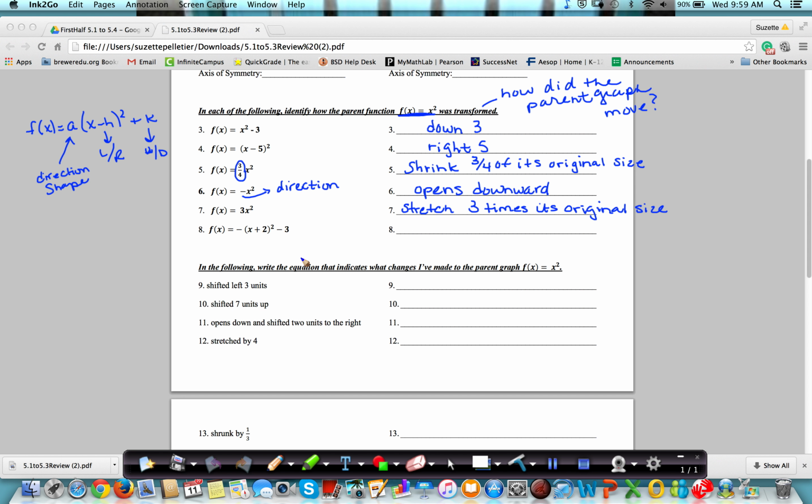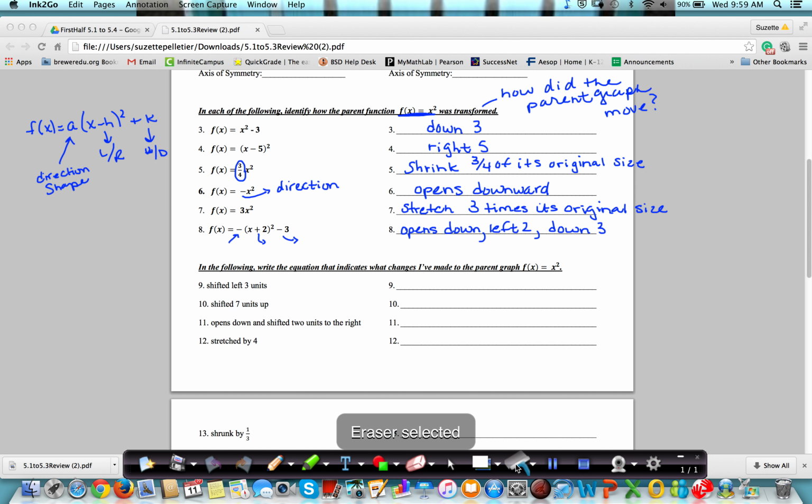Number 8 has a whole lot of things happening to it. First of all, that is telling me that it opens down. That plus 2 is telling me that if it's positive 2, then I'm going to the left 2. And this negative 3 is telling me that it's going to go down 3. So there were 3 things happening to it in question number 8. So be very careful about that. So in these, I'm giving you the function and I'm asking you to tell me what's happening. In this next section, I'm writing in words what's happening and I want you to show me what the function will look like. So we're doing the opposite of what we just did in this section.